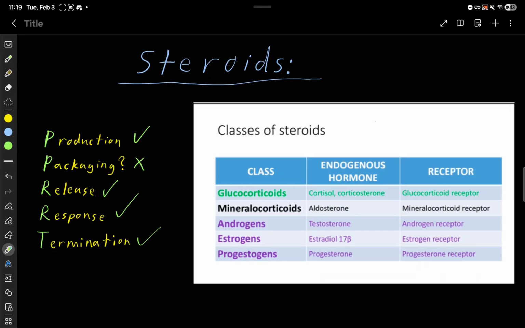In the last video, which was a while ago, sorry about that, we looked at the cell signaling pathway of steroids, applying the standard formula of production, packaging, release, response, and termination that we've gotten so used to. But today we're going to be looking into different types of steroids. So we're going to be looking into what makes them different from each other and get an idea of what different types of steroids do.